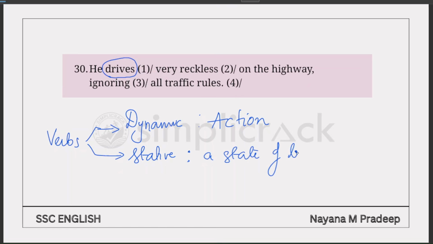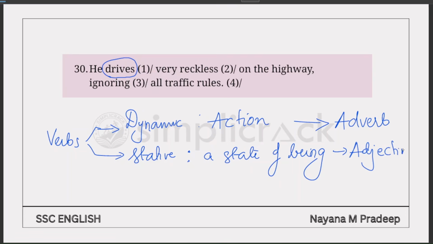And you should know that along with dynamic verbs, or verbs that denote an action, you use an adverb. You use an adverb to modify dynamic verbs, whereas you use an adjective to modify a stative verb. So here, drives is an action word. It denotes an action, so it is a dynamic verb.